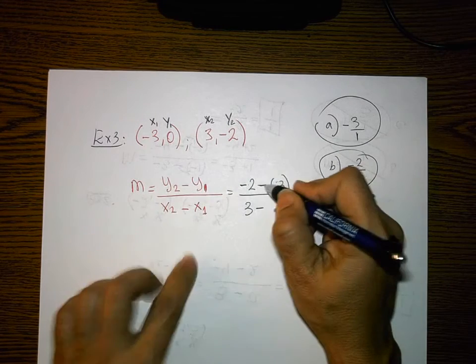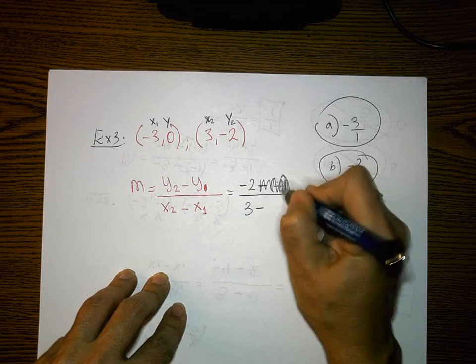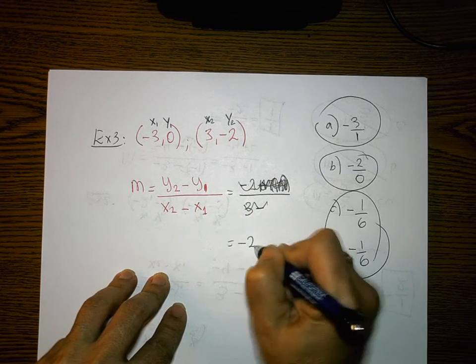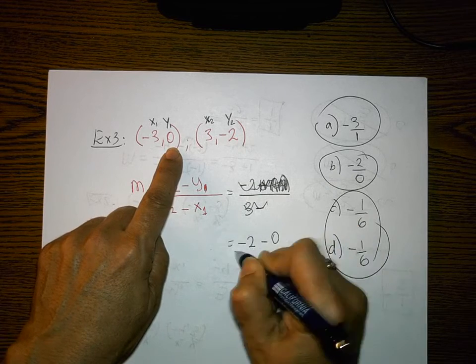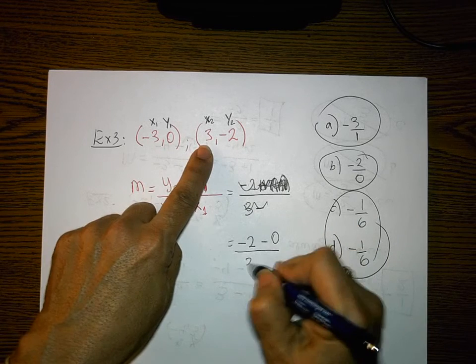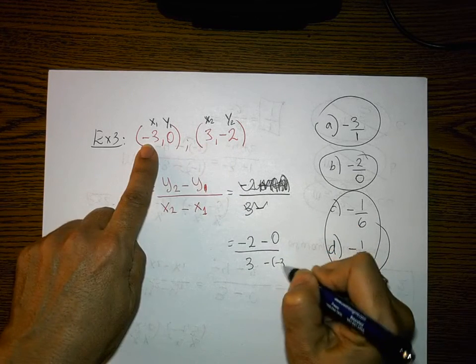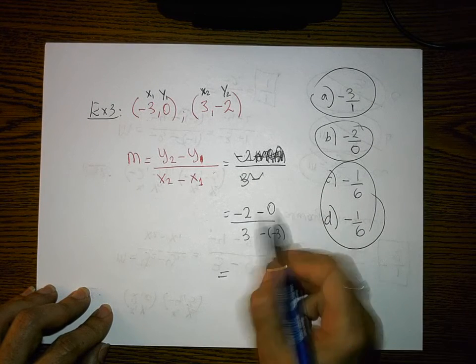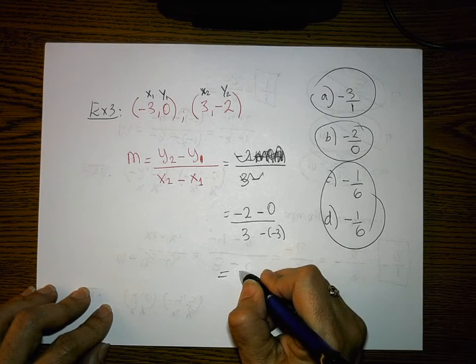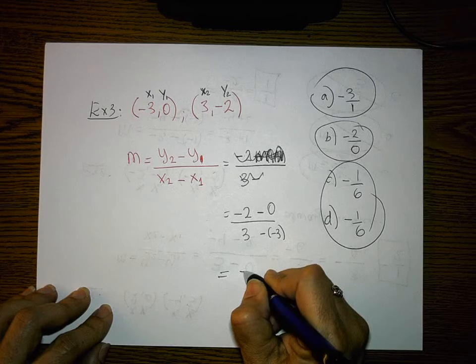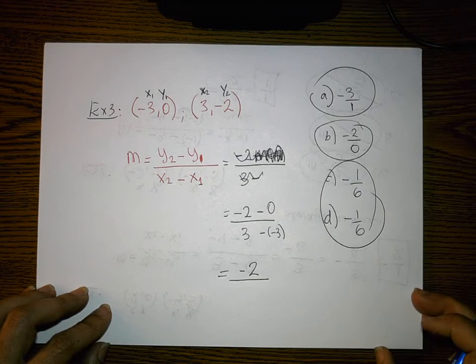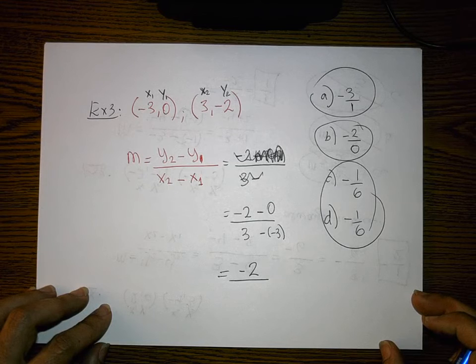All right, this is not right. Let me start all over again. Negative 2 minus a 0, all over a 3 minus a negative 3. There we go. Okay, so what is negative 2 minus a 0? What is negative 2 minus a 0? Negative 2, right? What's wrong, Colton? Isn't it still wrong? Shouldn't it be negative 3 over 0?